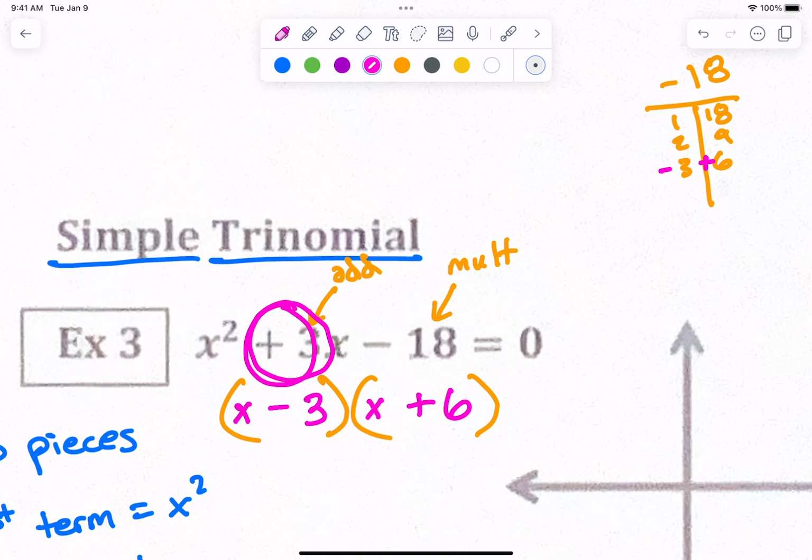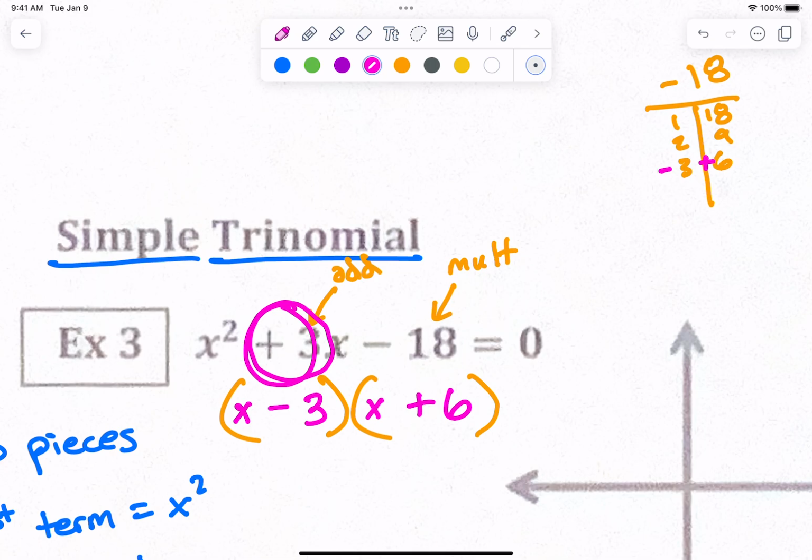If you want to check your answer, you guys know how to FOIL from doing complex numbers, right, with the i's? X times x is x squared. X times 6 is 6x. Minus 3x, which together makes just 3x. And then negative 3 times 6 is negative 18, right? You can FOIL and get back to the original. So factoring is like reverse FOILing, right? Like FOIL to get it put together, you factor to get it broken apart into 2 groups, okay?